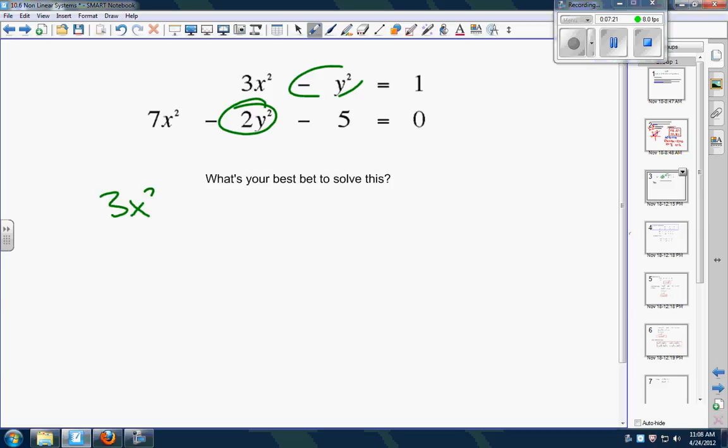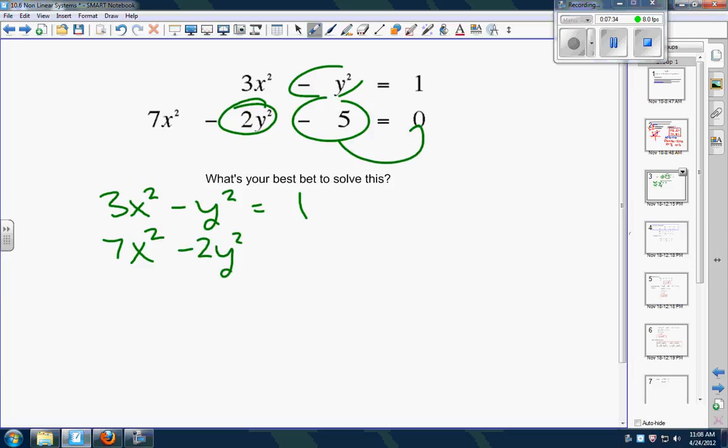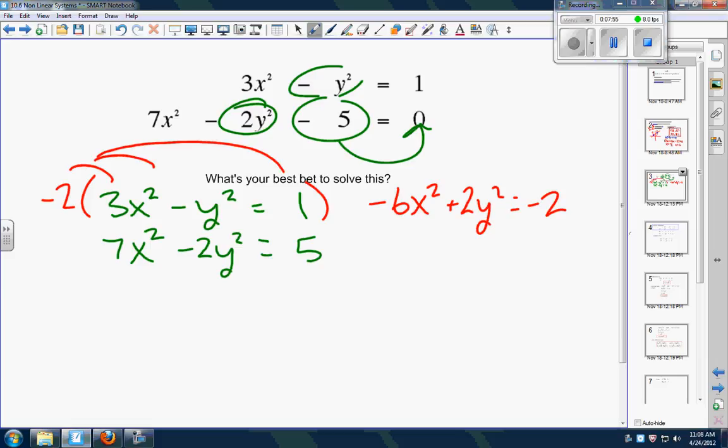But first, I'm going to reorder everything here. I'm going to take this 5 and just swing it to the other side for simplicity's sake. It's not going to really change your solution. So I'll look at it and say, okay, what if I multiply this entire equation here by negative 2? Make sure that gets all the way through.